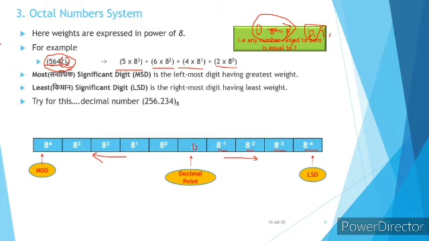You can try this number. Oh, sorry, I have given decimal here. So this is an octal number. You can try to represent this octal number in this format, and then you can post it in the comment so that I can understand that you have solved it, or at least tried to solve it.